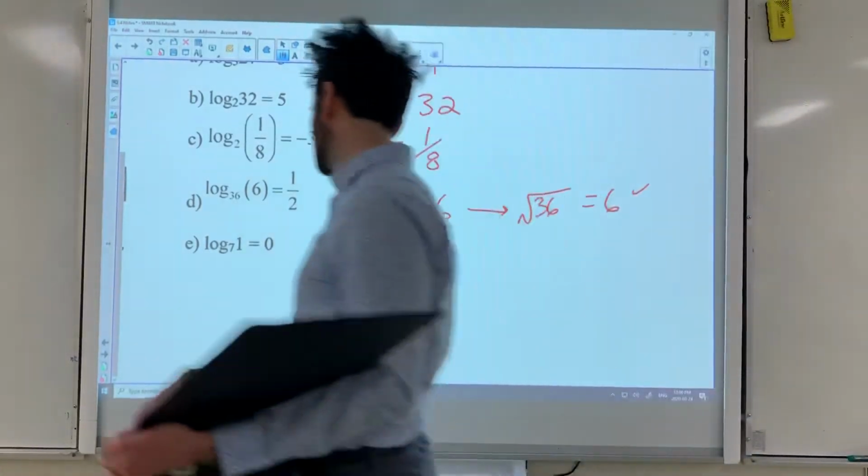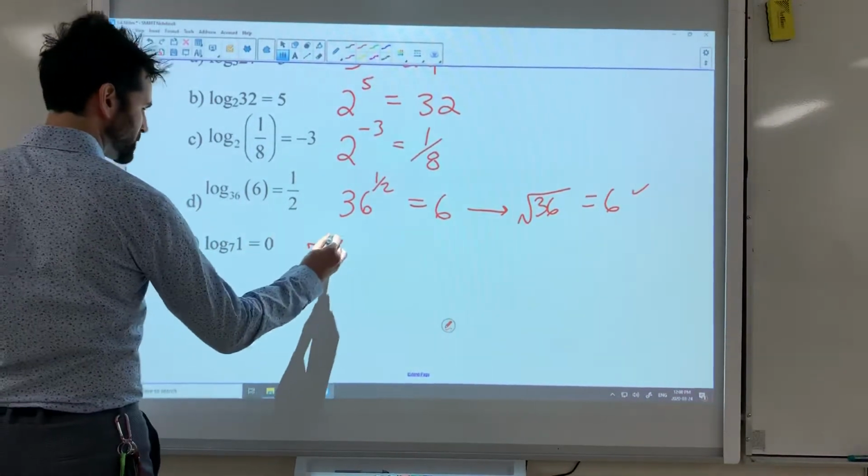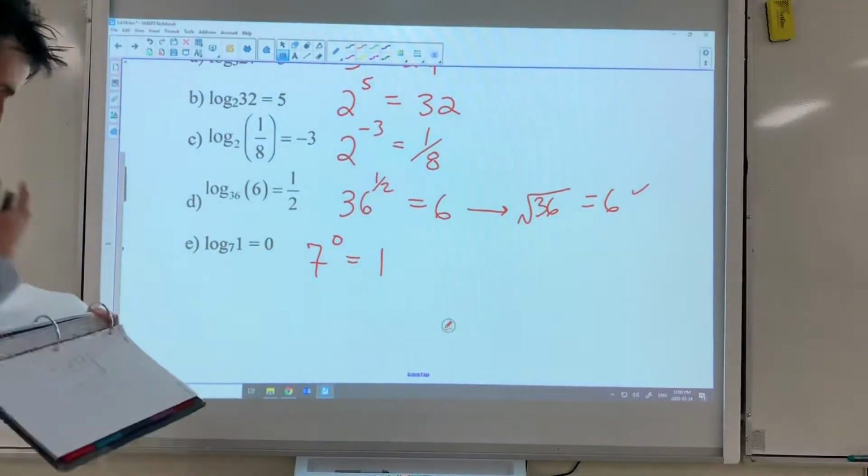Either way is fine. Now, this one here, base is 7. The answer is the exponent, and the argument is the old answer. So 7 to the 0 is 1. Perfect.